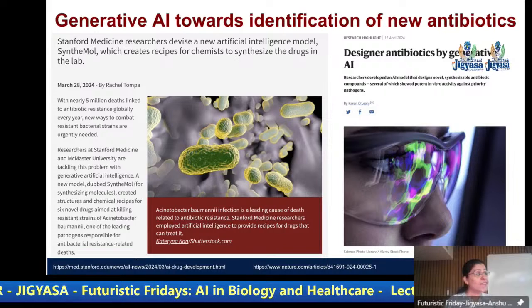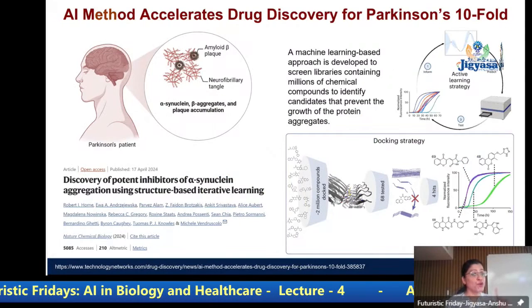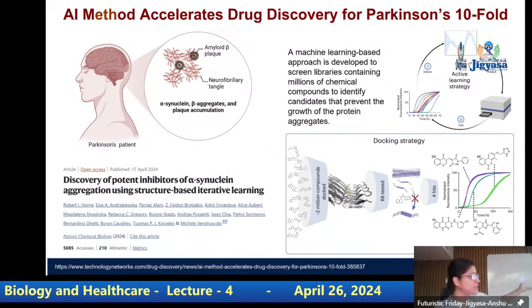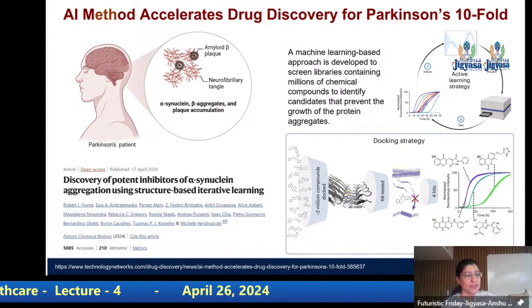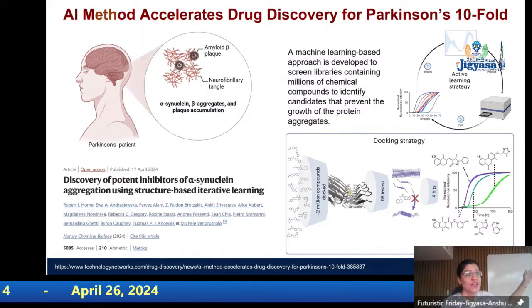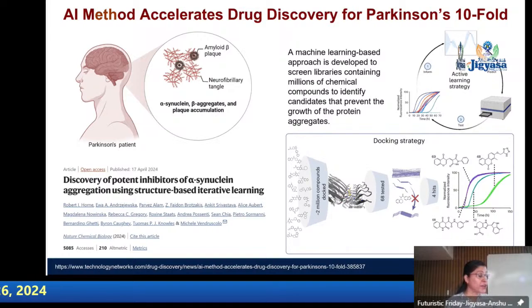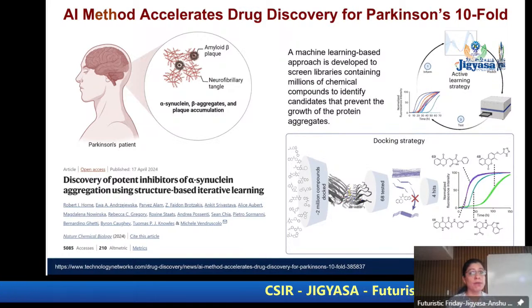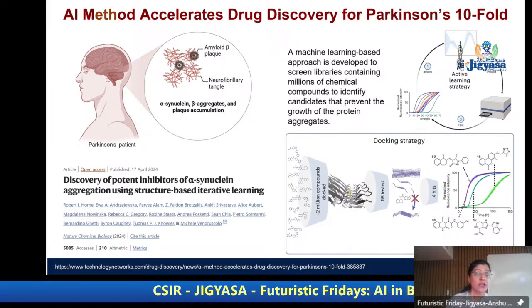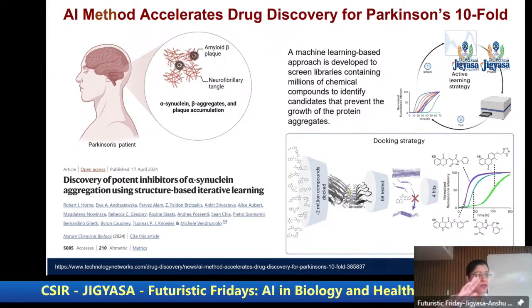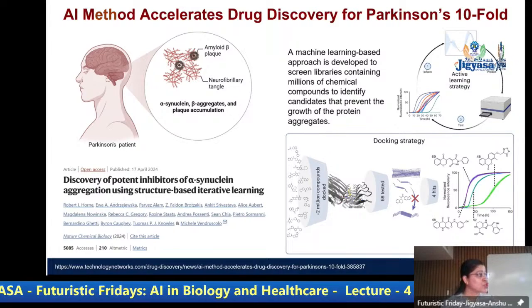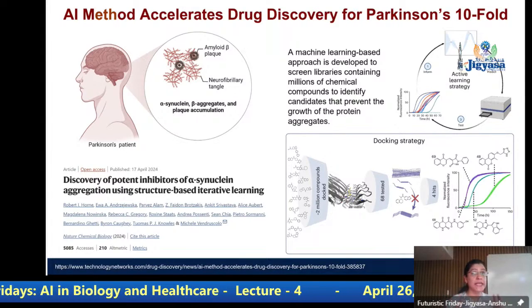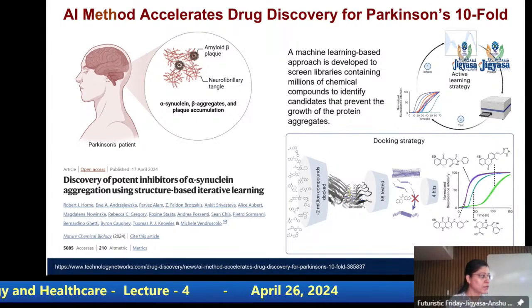Okay? Likewise, it is not just infections. If you look at, again, a very recent paper, this came like last week. So if you see here, an AI method actually accelerated drug discovery for Parkinson's disease, which is actually a very growing concern in the world, by 10 times. So they learned from previous data and identified new compounds. So actually this field is extremely promising.